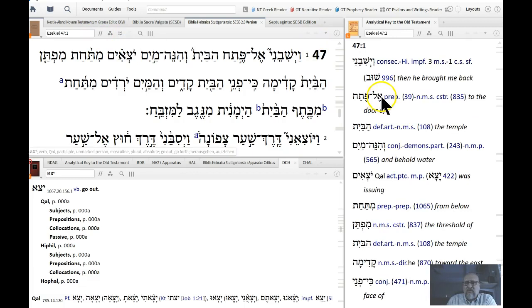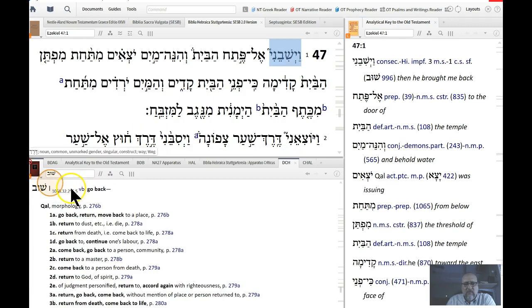So as always, I like having this ACOT open. Then he brought me to the entryway of the house. So this is a consecutive Hifil imperfect. I think it's actually from the shuv word that is in our vocabulary today. He returned me back to the entryway of the house, and behold, mayim, waters. There were waters, yotzim, so that's your participle from yatzah. Mitachat, from underneath. That's that same word we had in Genesis 1. From underneath the opening or the threshold of the bayit, of the temple.